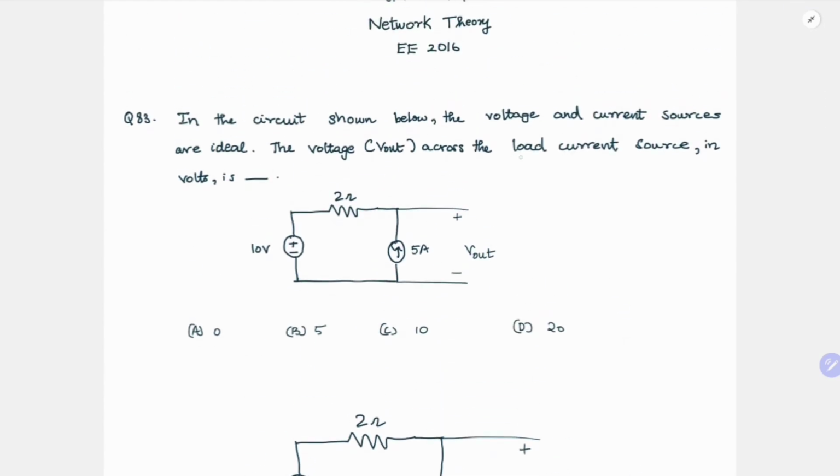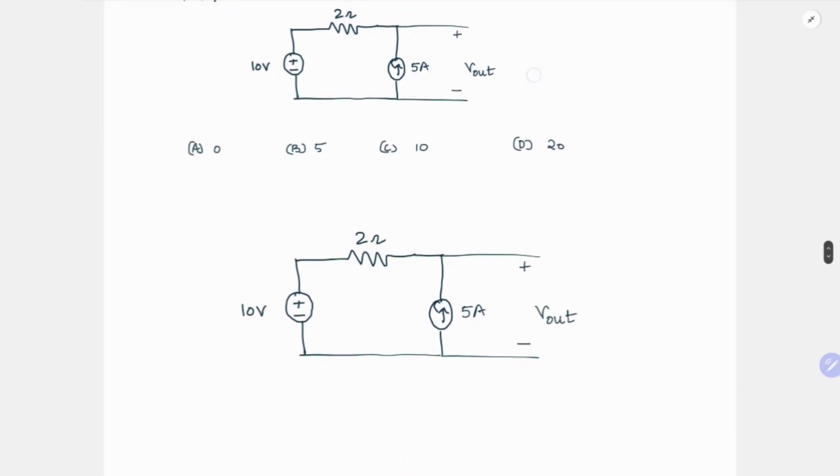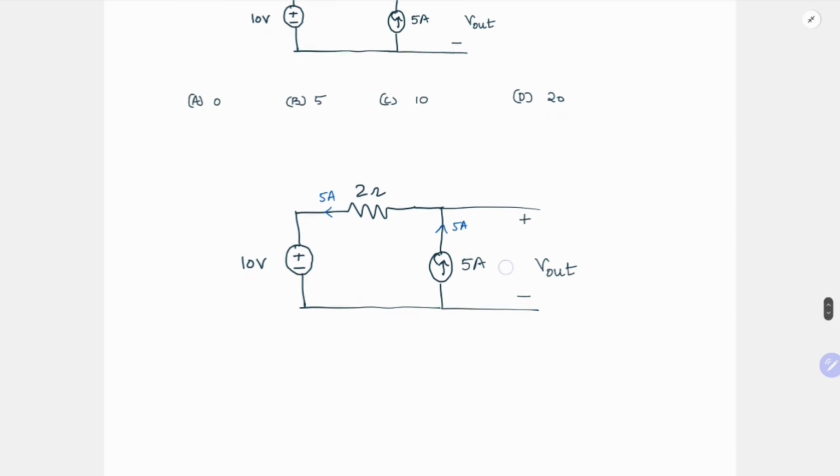Since it is given as a load current source, you should not assume that load means the current should always flow into the load. There can also be a possibility that the current is flowing out from the load. In this case, 5 ampere is flowing from outside, so otherwise if we have to say, it is charging this 10 volt battery, right? So 5 ampere is in this direction.